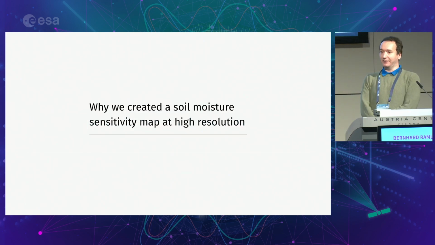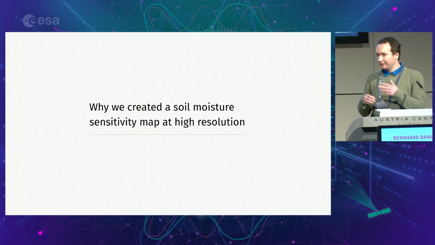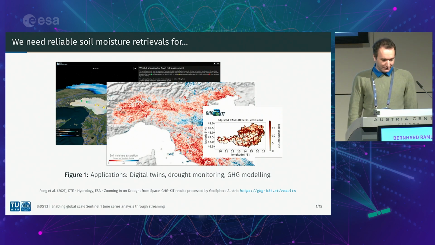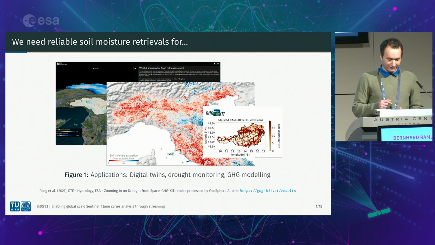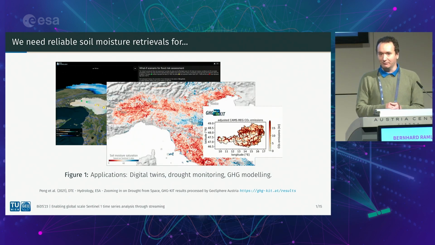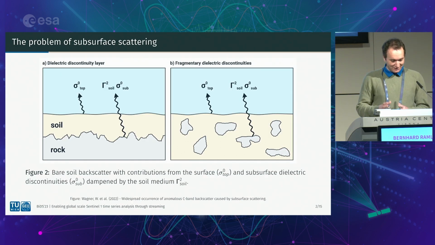So first, why did we create this map? Well, we wanted to find backscatter anomalies that interfere with our soil moisture retrievals, such as subsurface scattering. I'll talk about this in a moment. But first, why is soil moisture data so important? It is a core component of many applications, from digital twins, like here from DG hydrology, or for drought monitoring, as we see here an example from ESA. But also, we heard today in the introduction lecture from the GHG KIT project, where the data is used for numerical modeling of greenhouse gas emissions. So yeah, it's many applications.